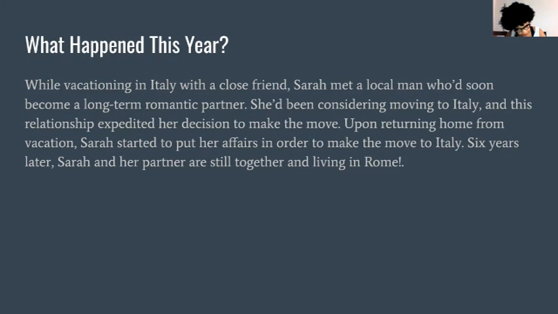While vacationing in Italy with a close friend, Sarah met a local man who'd soon become a long-term romantic partner. She'd been considering moving to Italy, and this relationship expedited her decision to make the move. Upon returning home from vacation, Sarah started to put her affairs in order to make the move to Italy. Six years later, Sarah and her partner are still together and living in Rome.